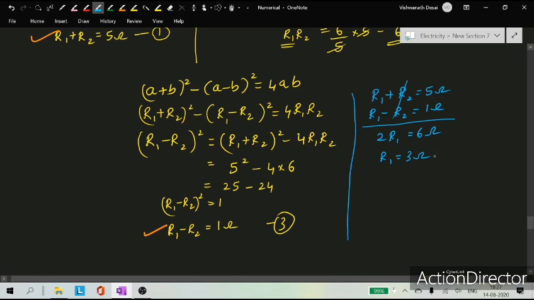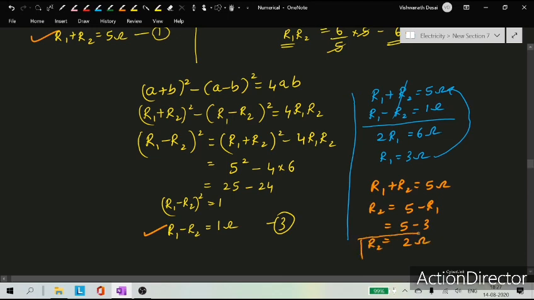Once you have the R1 value, it is easy to calculate R2 also. Substitute this R1 value into any of the equations. That equation is R1 plus R2 is equal to 5, equation 1, right? R1 value we already got, R2 I need to calculate. So 5 minus R1, and the R1 value is 3. This is equal to 2 ohm. So you need to put the final answer in a box. R2 value you got, and R1 also we got.